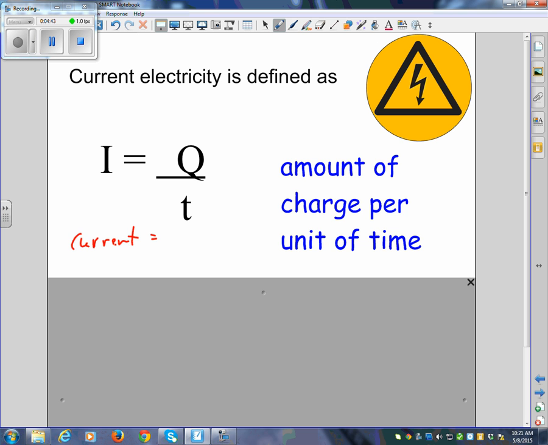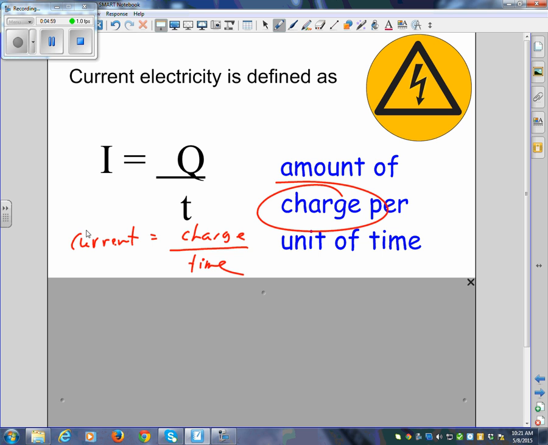What would I use for charge then? I. Where's charge on there? Q is charge. Charge is Q. And time, T, is time.